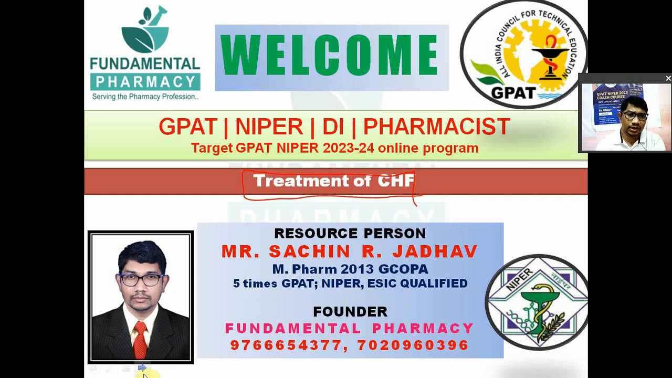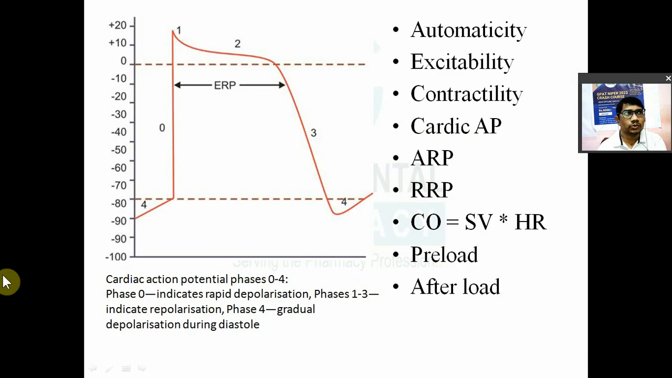So congestive cardiac failure मतलब क्या होता है? Congestive मतलब कंजेशन हो रहा है. किसका कंजेशन हो रहा है? ब्लड का कंजेशन हो रहा है. Cardiac failure मतलब क्या है? Your heart is not able to pump the blood. So due to that, congestion. Now why is there a congestion?